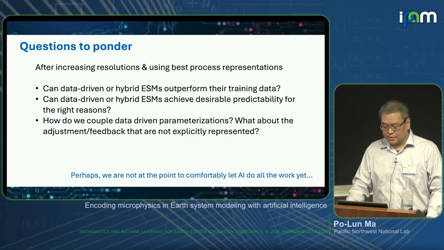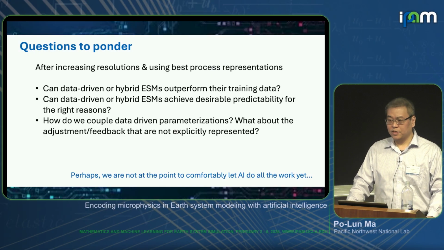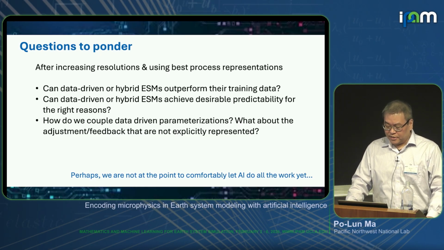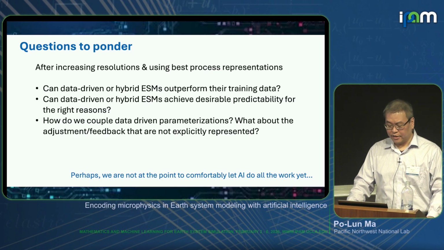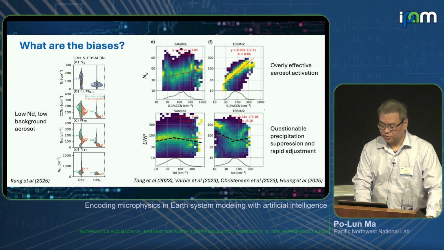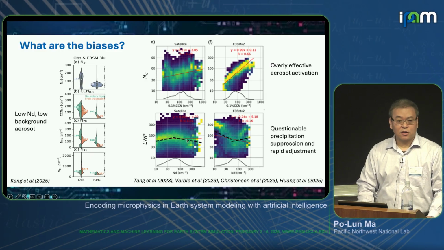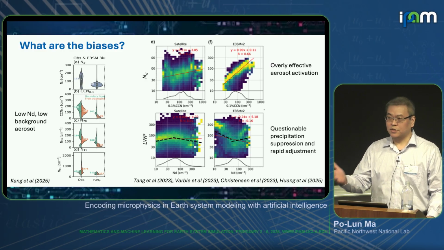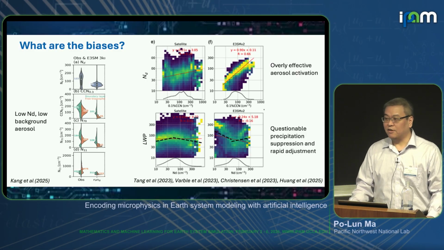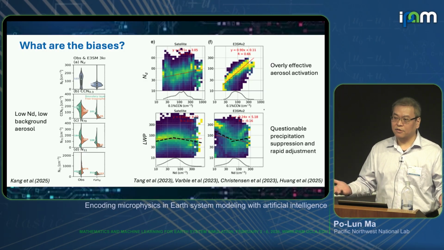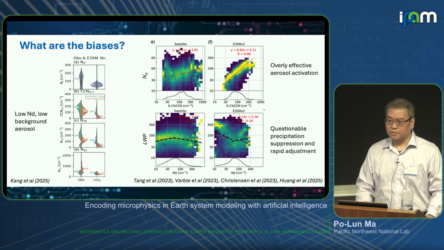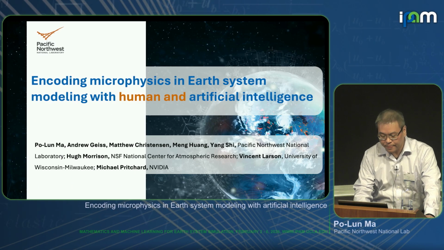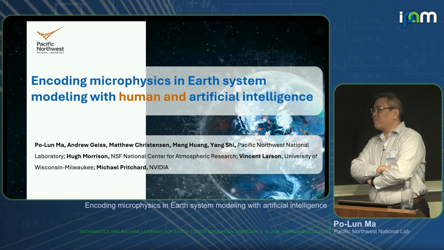But then we wonder, can this data-driven or hybrid Earth system model outperform the training data? Can it achieve desirable predictability for the right reason? And how do we couple data-driven parameterizations? What about adjustments and feedbacks that are not explicitly represented? About this adjustment process, I was referring to the entrainment feedback loop that reduces the liquid water path when you increase droplet number. There's no parameterization in the model to represent this process, so it depends on the model to figure it out itself. It's an emergent behavior of the system, not part of the process representation. How do you account for those? So I decided to change my title to this.